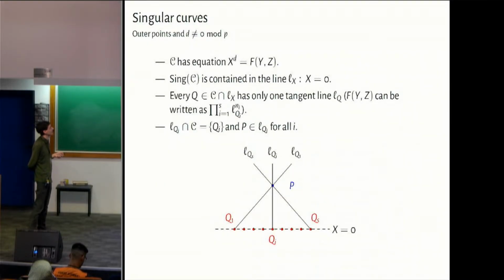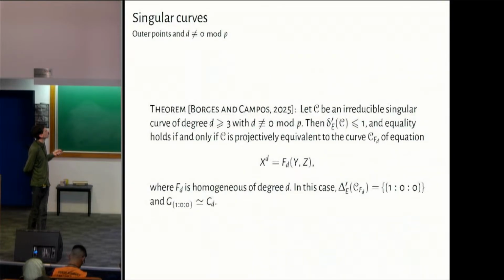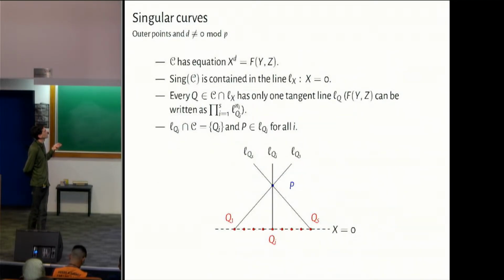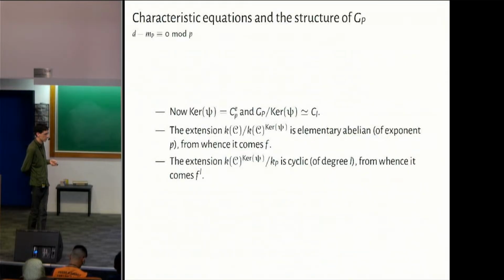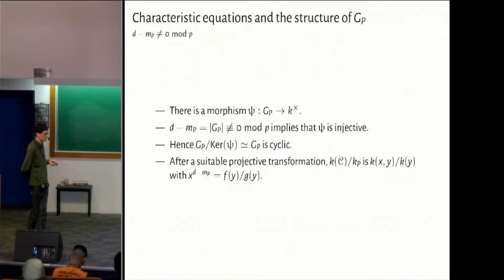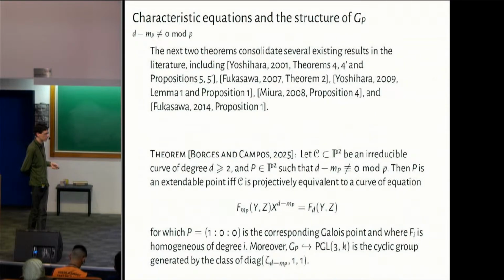Right. The proof is very geometric in nature. Let me try to convince you. So if we take a curve that has one outer Galois point, it must have this equation by this previous result here. This one. Just have to plug in m_P equals 0.